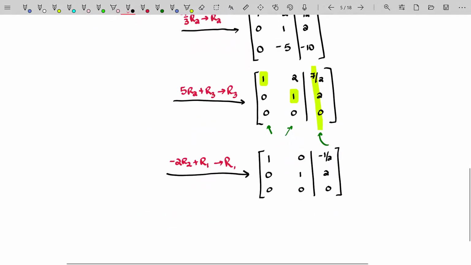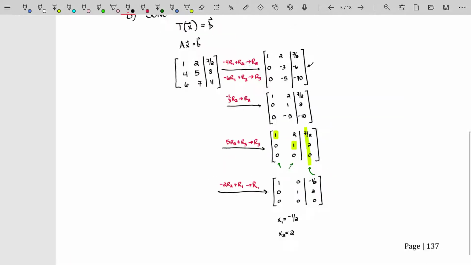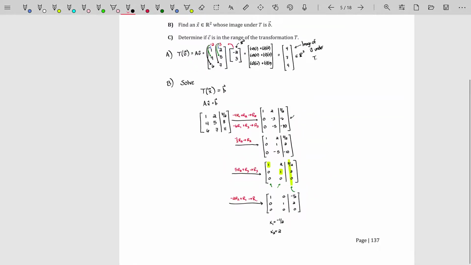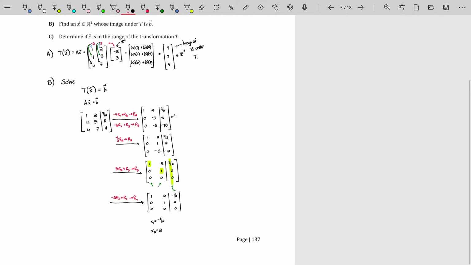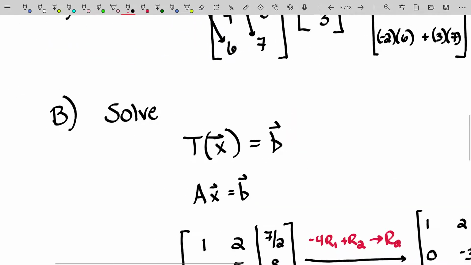And there we have it. So we know the solution is going to be x sub 1 is equal to negative 1/2, x sub 2 is equal to 2. Or in other words, the vector that solves this matrix equation right here is the vector negative 1/2, 2.